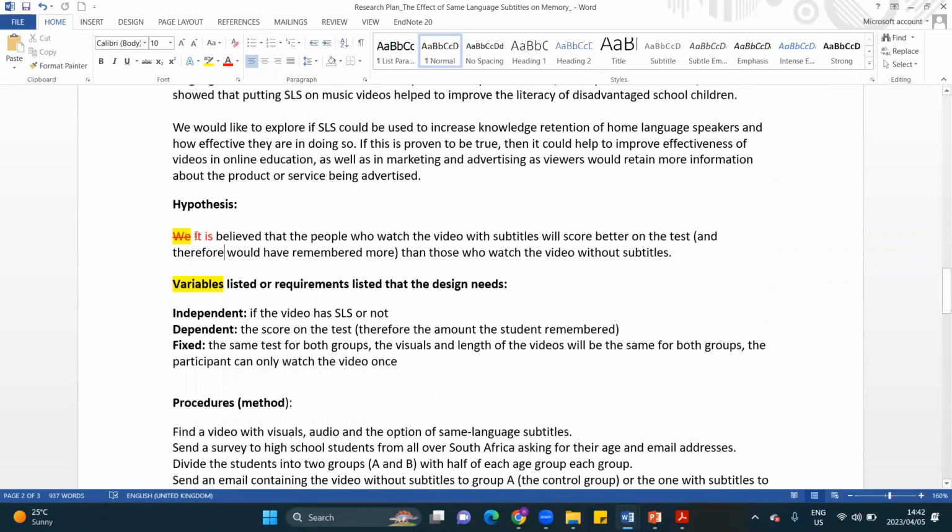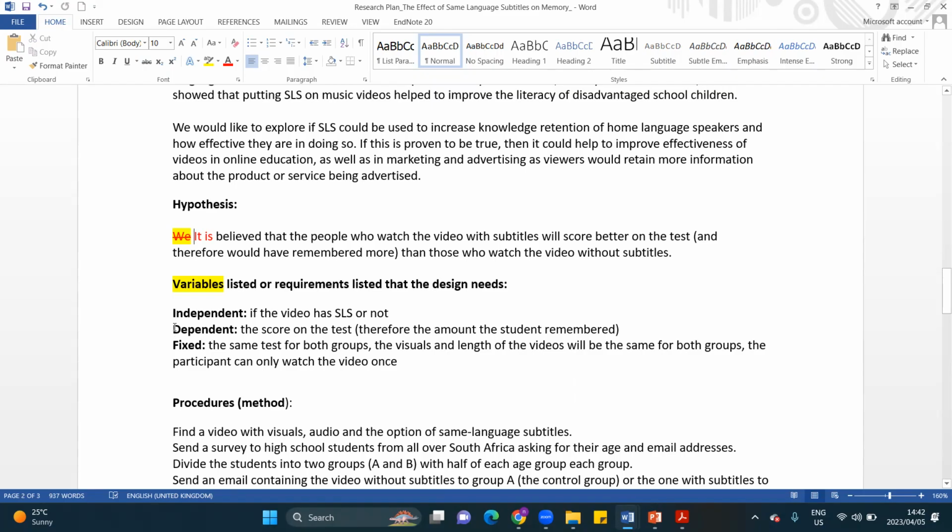So instead of "we", to write in third person, you can say it is believed that the people who watch the video with subtitles will score better on the test and therefore would have remembered more than those who watch the video without subtitles. Okay, so just to bring your attention here to variables, because the previous project did not have variables.